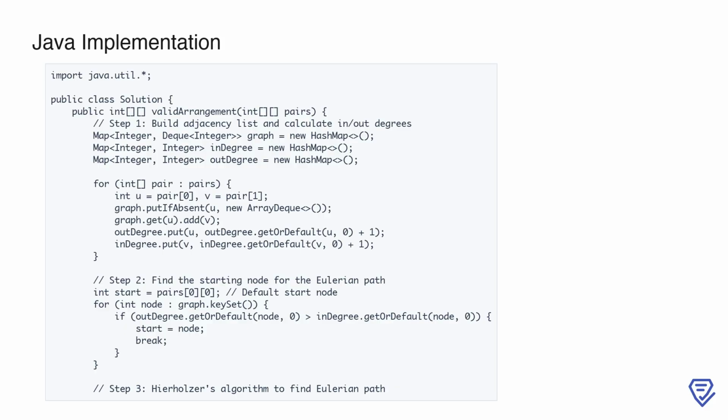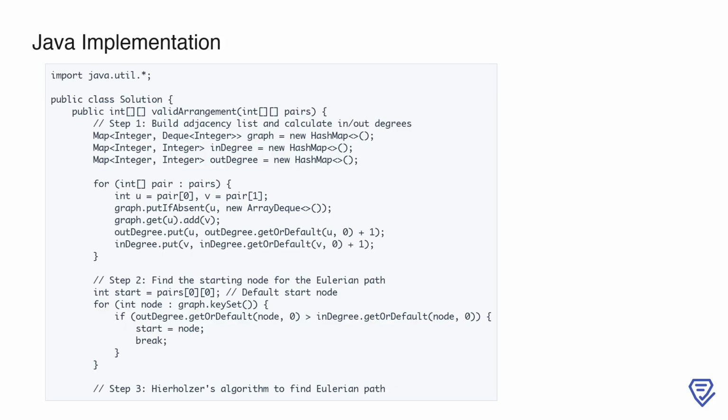At the same time, we maintain two additional maps, one for the out-degree of each node, which counts how many edges originate from it, and another for the in-degree, which tracks how many edges point to it. After constructing these maps, we need to determine the starting node for our Eulerian path. The key property here is that if a node has a higher out-degree than in-degree, it must be the starting point. By default, we initialize the starting node as the first node in the input pairs, but we update it if we find a node that satisfies this property.